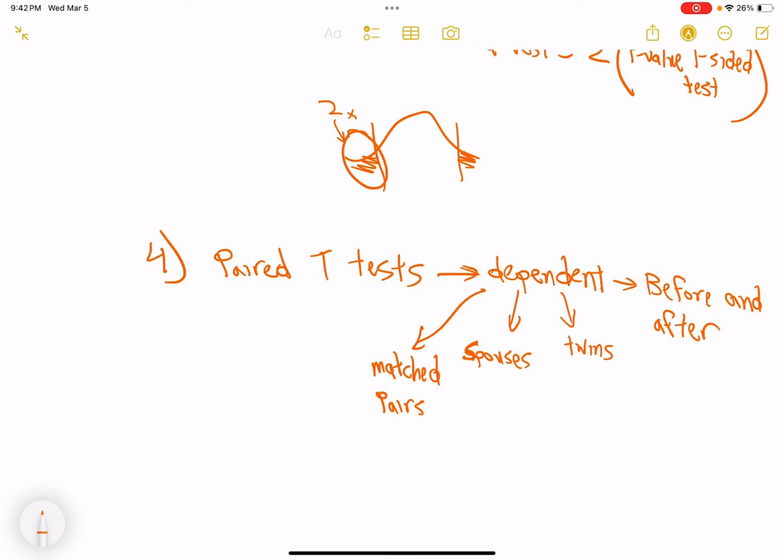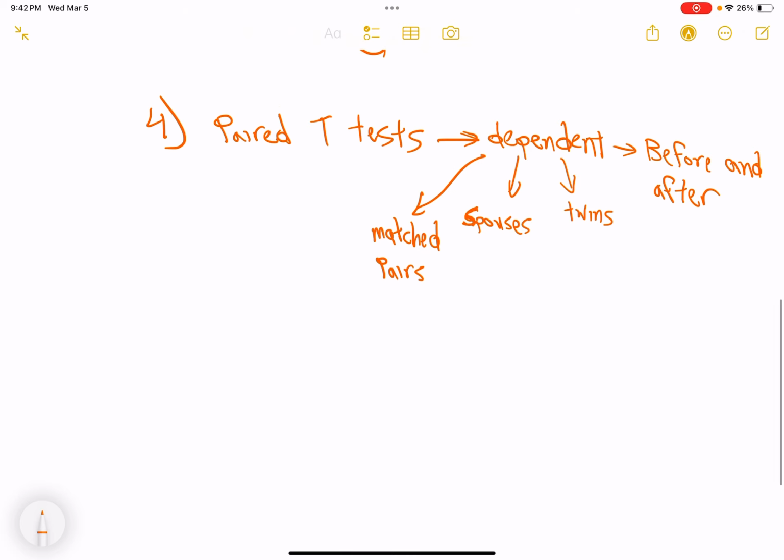And that's the key here. It's not just that they have to have the same number of values in each group, which they do. It's that I have to see a dependency there. And the big ones you're going to see, again, are before and after. Spouses are a big one. Twins. I'm trying to think of anything else. We did one that was litter mates. That's also true. But make sure, and this is how I think about it, there's a clear connection between a singular value in one group and a singular value in the other, right? And that's going to be matched pairs.